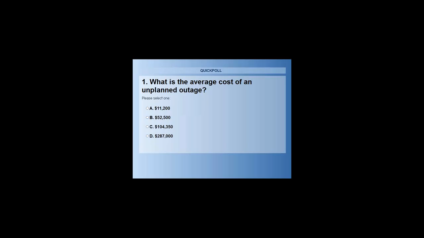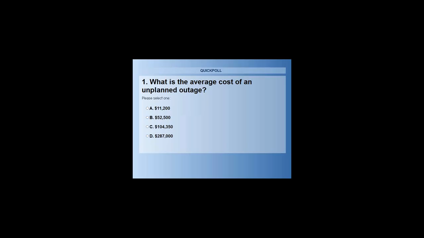Is it A, $11,200, B, $52,500, C, $104,350? These are very specific numbers. Very specific. And D, $287,000. So there's been a study and they've come up with an average. And so we're asking each of you to weigh in on what you think that cost would be for an unplanned outage at your business.